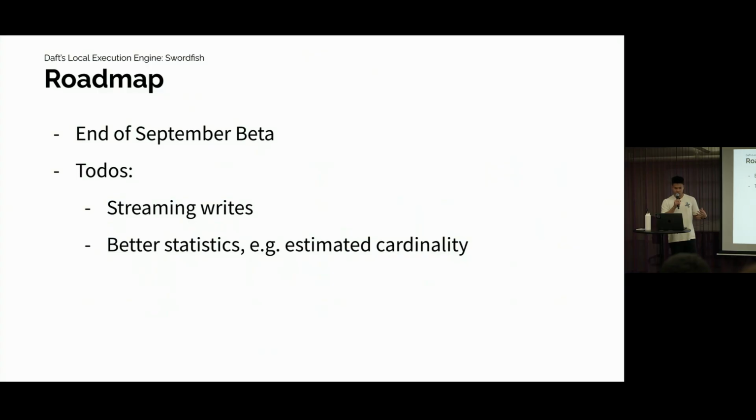So our roadmap to launch Swordfish: we're attempting an end of September beta. In order to do that, just a couple things: streaming writes and then better statistics. Essentially, we want to be able to predict what your data is going to look like in order to optimize our queries.